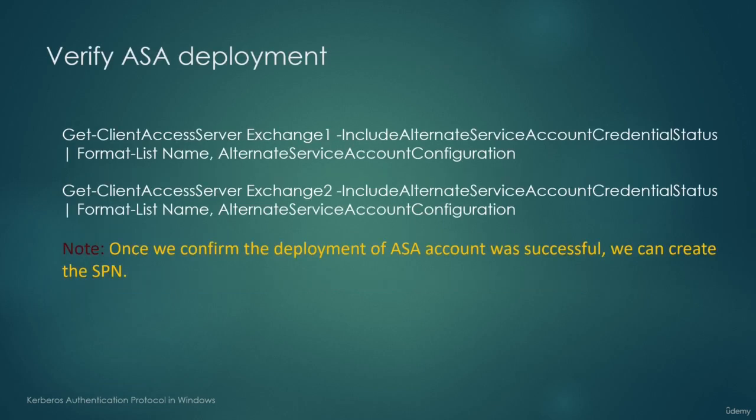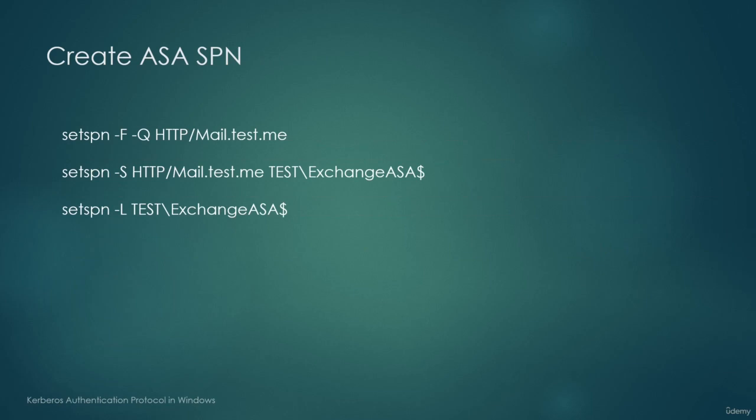To verify the ASA account deployment to Exchange servers, we run the Get-ClientAccessServer command with the IncludeAlternateServiceAccountCredentialStatus switch for each server. Once we confirm the deployment of the ASA account was successful, we can create the SPN and associate it with the account. So now we can verify that our SPN doesn't already exist in the forest, create it, and then verify that it was successfully created and assigned to the account.